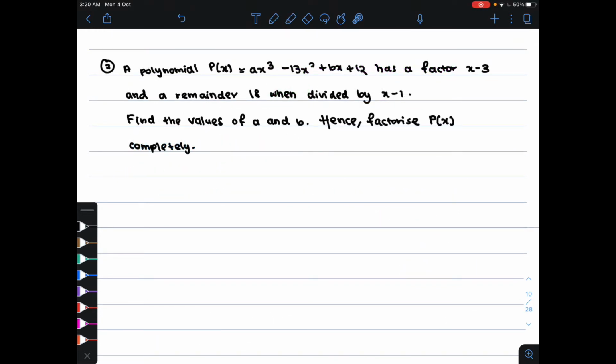For question 2, this polynomial p(x) has a factor x minus 3 and a remainder which is 18 when p(x) is divided by x minus 1. So we need to find the values of a and b, and hence we need to factorize p(x) completely. So let's try and find the values of a and b first. This is our p(x), and it has a factor x minus 3. So let's apply factor theorem for x minus 3.